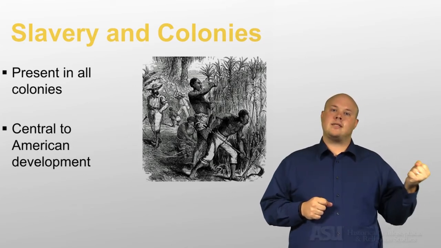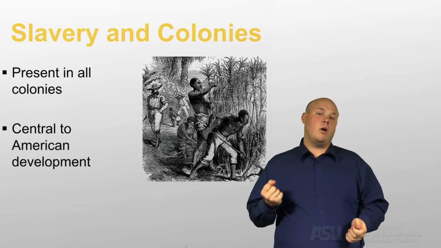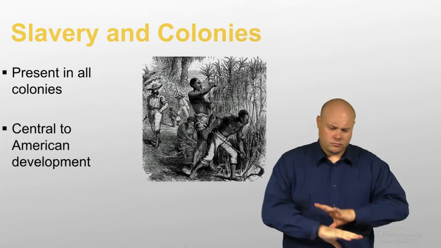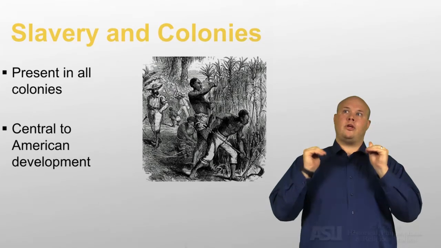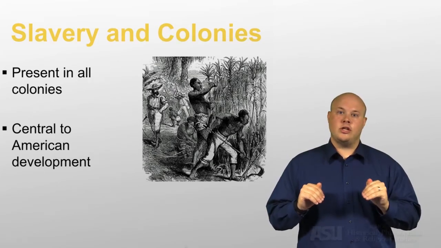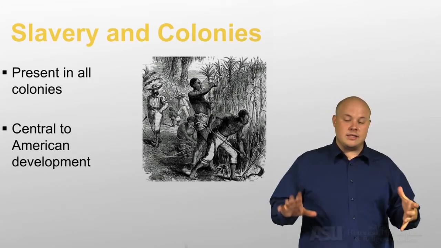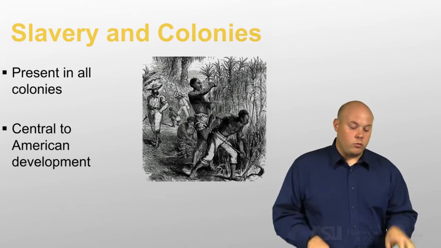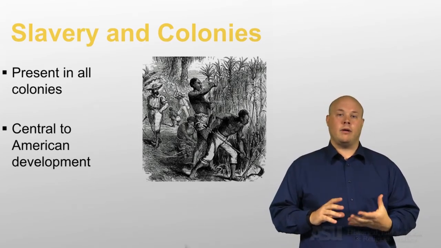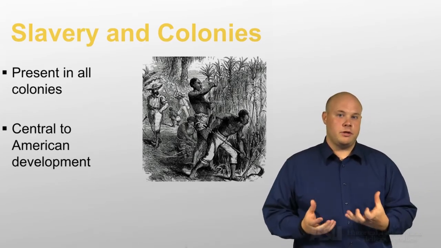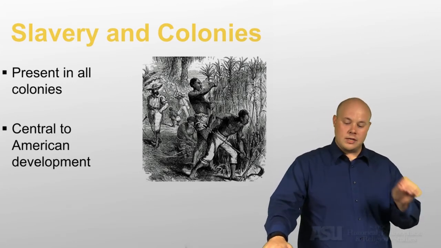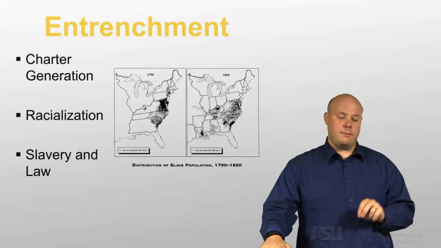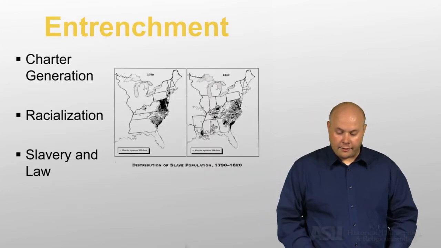Liberty for whites in colonial America was the ability to own enslaved peoples. Slavery is also present all throughout the North, right? This isn't a peculiar institution just in the South. Slavery is everywhere. And again, slavery was central to American development. The reasons that the colonies produce so much wealth, the reasons that it's so attractive to other peoples is because of the labor of enslaved peoples and the wealth that they create.